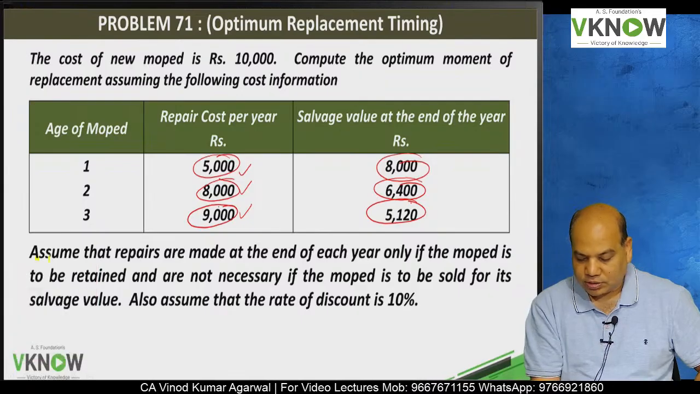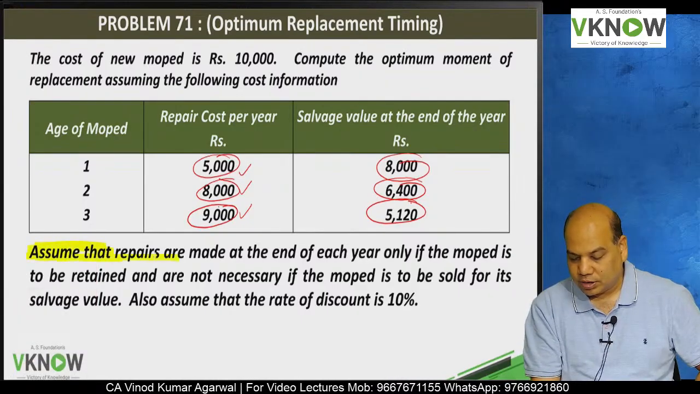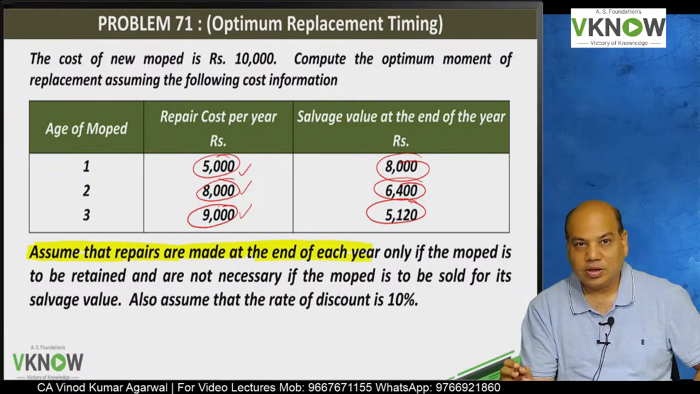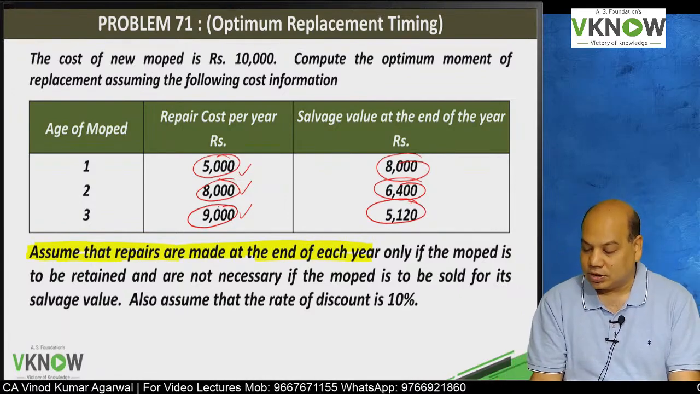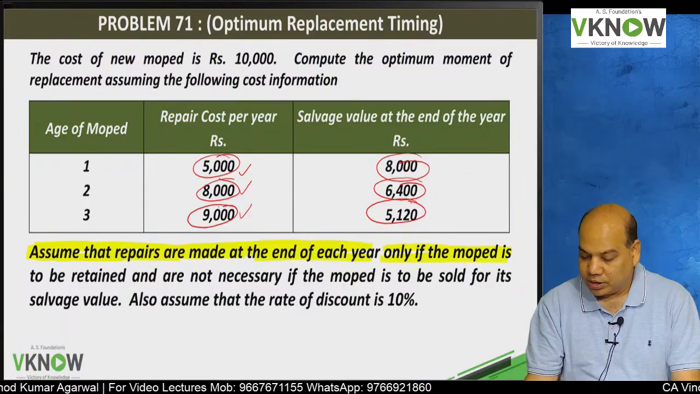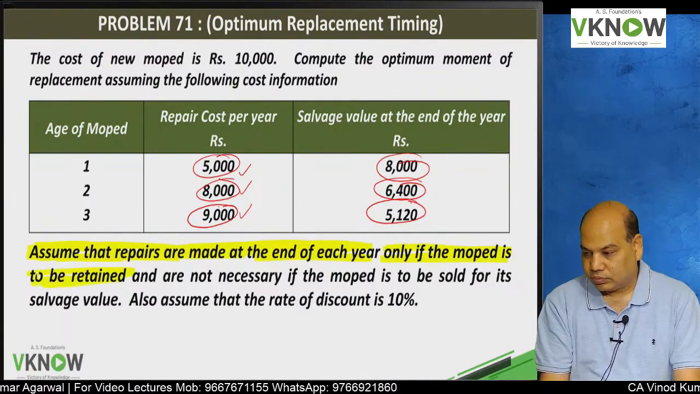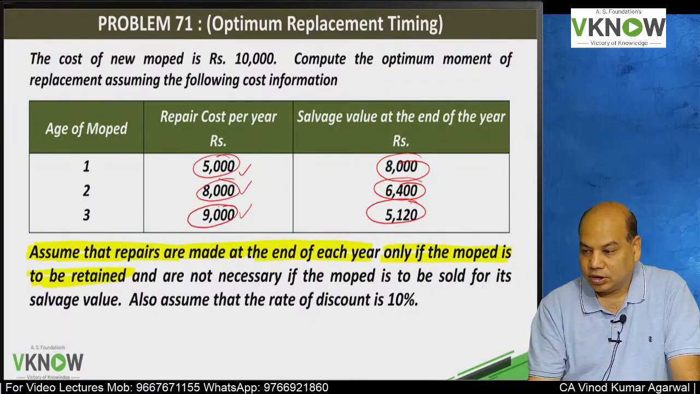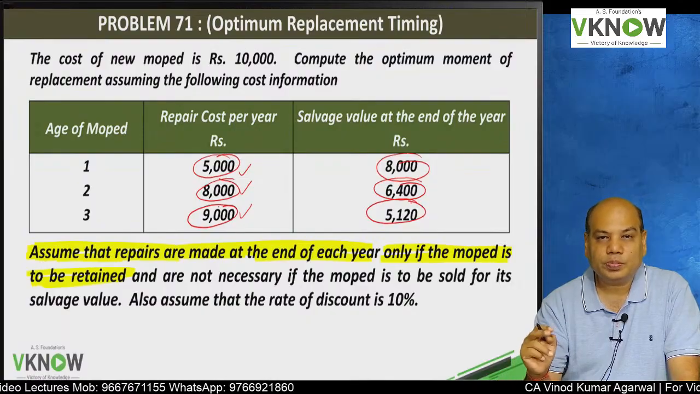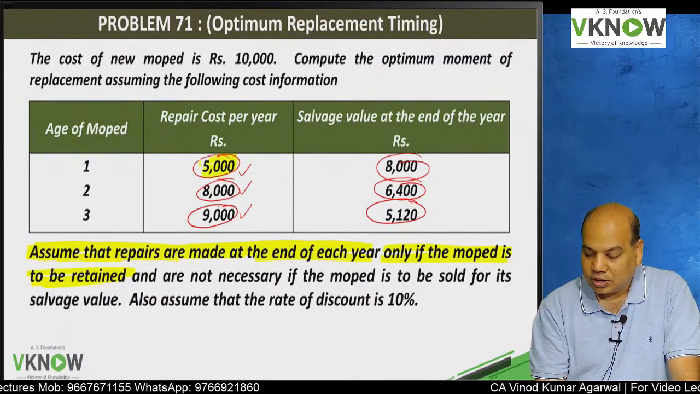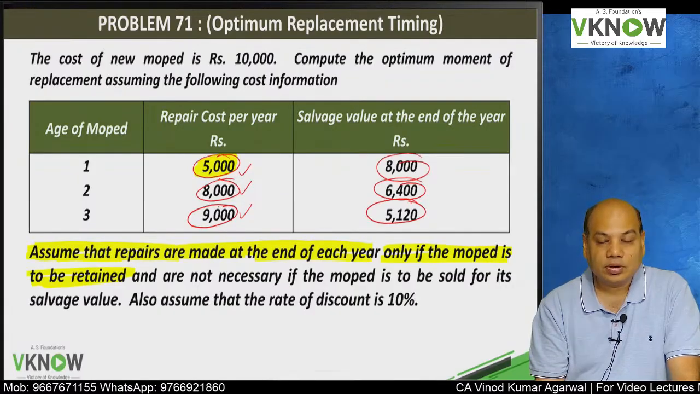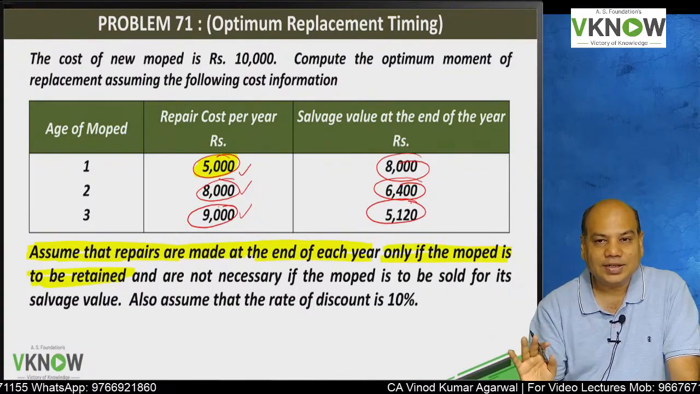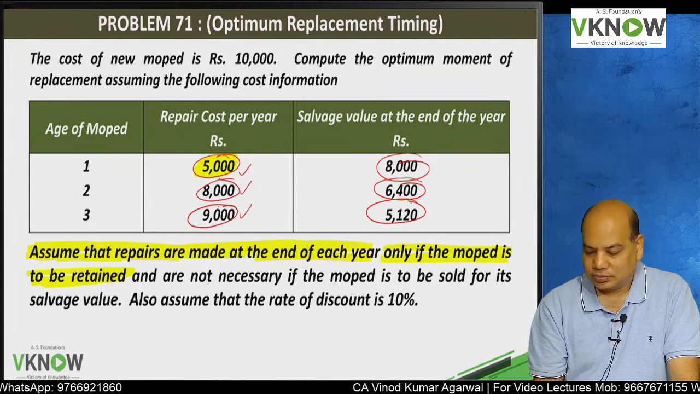Now one very important assumption: assume that repairs are made at the end of each year. Repair cost will be incurred at the end of each year only if the moped is to be retained. What does that mean? It means that if I have to use the moped for the second year, then I will incur the repair cost of the first year. But if I don't have to use the asset for the second year, I will sell the asset as it is without incurring the repair cost.